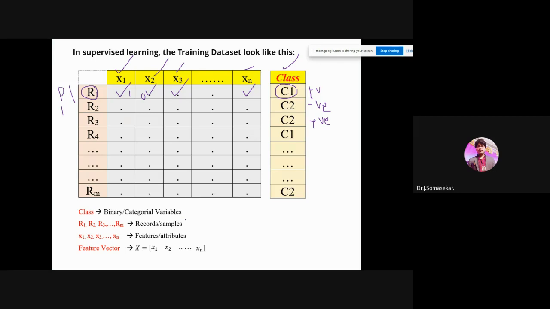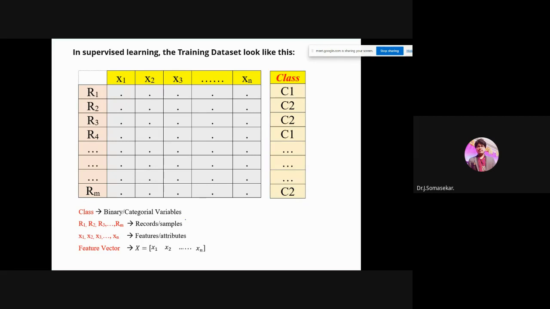This R1, R2, and so on, we can call records or sample points or samples. And the columns are nothing but features or symptoms, or we can call them attributes. Now, how are we going to apply our Bayes theorem to the given data set? That's the main question. Now we will see the solution, that is called Naive-Bayes classifier.